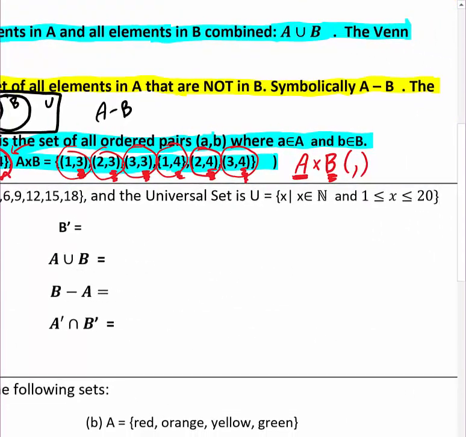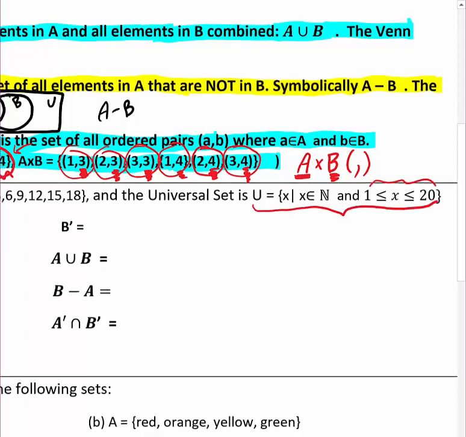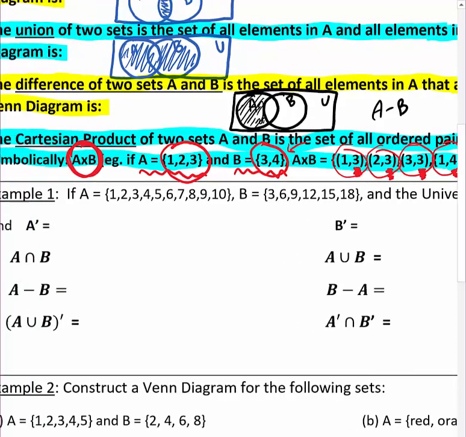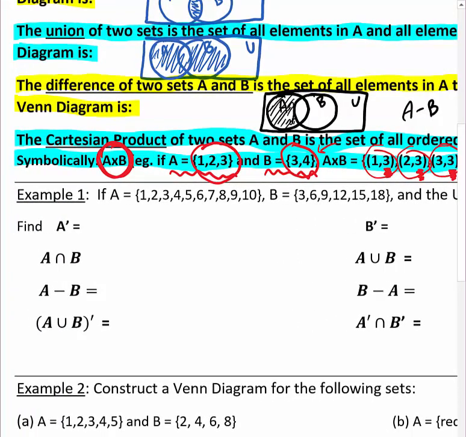So notice they said universal set, it's all the natural numbers between 1 and 20. And you could say, definitely it's probably easier to wrap my mind around. Set A is in there, set B is in there. Everything we're discussing is in that set.